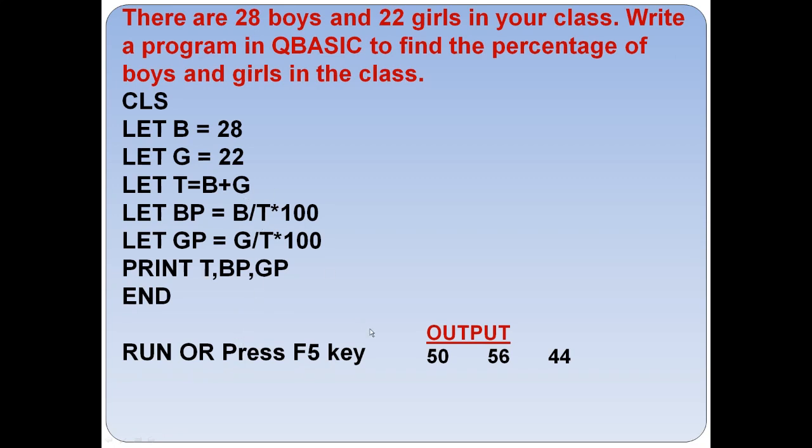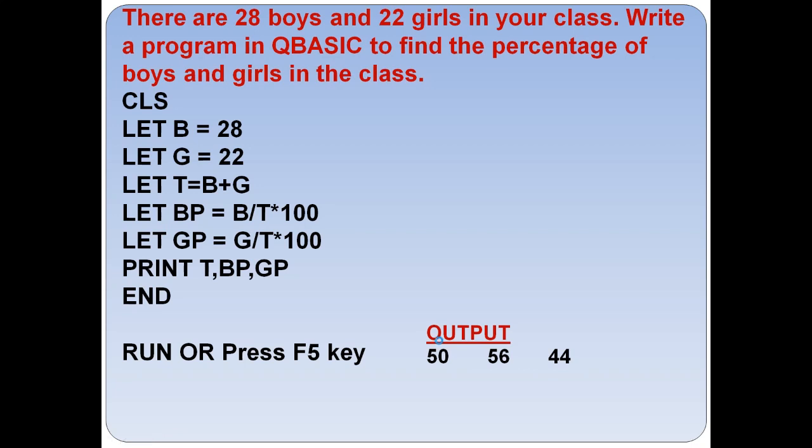Now the answer will be, first it will print the total number of students. 28 plus 22 will become 50. So the answer will be 50. There is space between these two because we are putting a comma sign here. If we are putting a semicolon, there is no space between them. So comma means the space between them. So now BP. After the total, the result will be boys percentage. After putting this formula, 56 and girls percentage is 44. Hope you all understood this program.